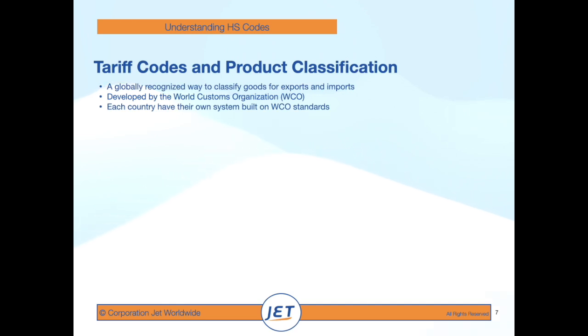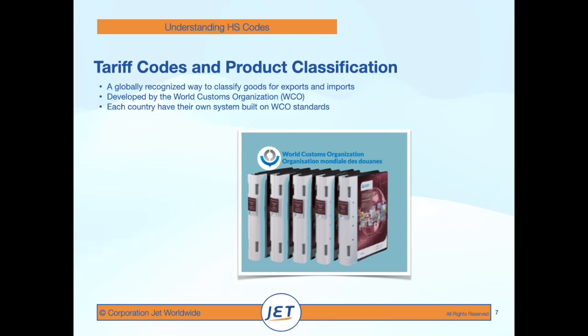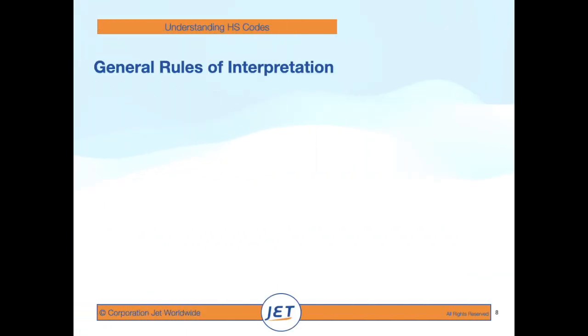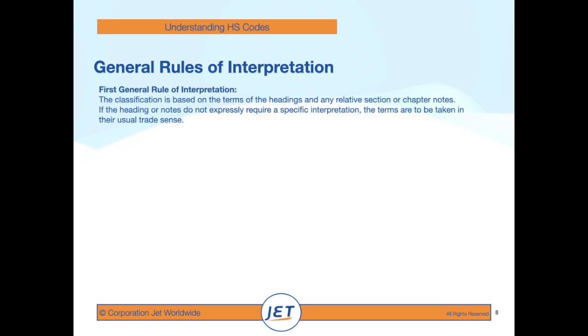The HS code system can be compared to a sort of encyclopedia, with sections, chapters, headings, and subheadings. The system includes standard rules to interpret where your product fits within this huge encyclopedia of codes. This is referred to as the General Rules of Interpretation, or GRI. We will cover the first two rules as they are the most fundamental. The first rule instructs users to consider the headings and chapters as they appear. They are to be taken in their usual trade sense. In other words, don't overthink it.